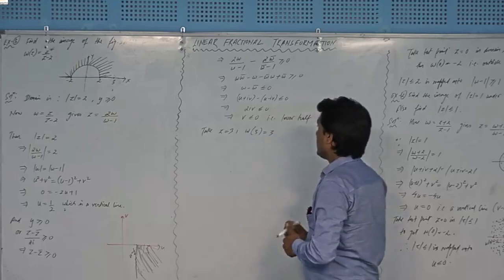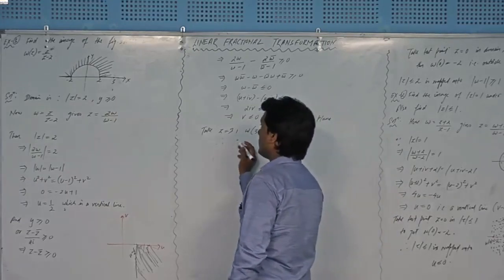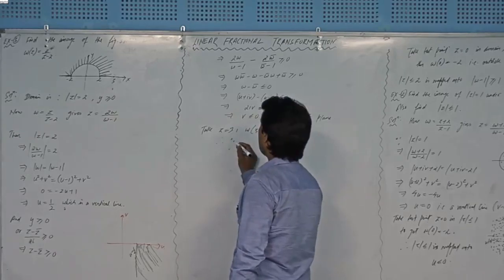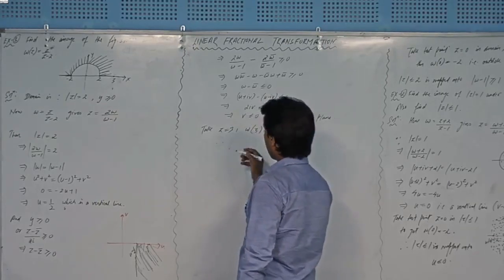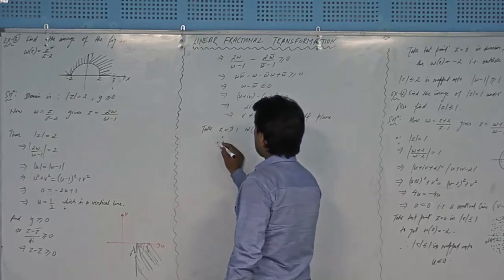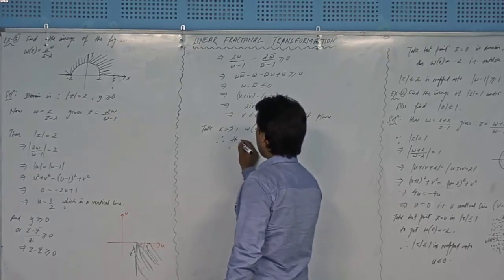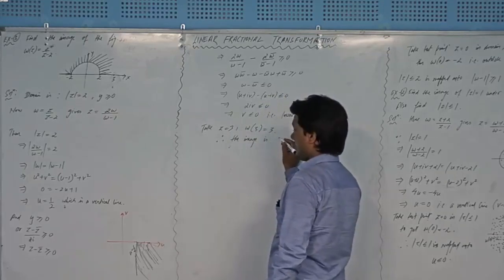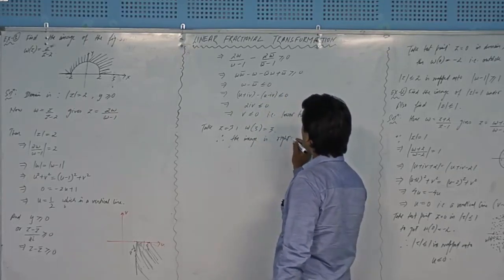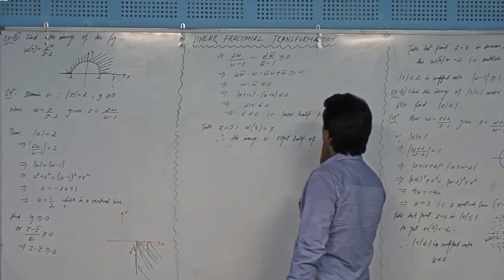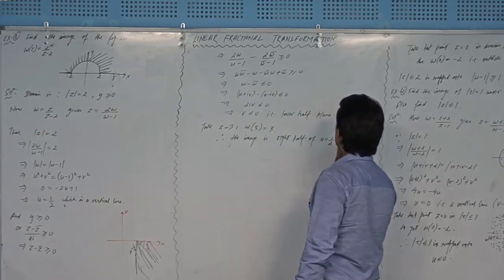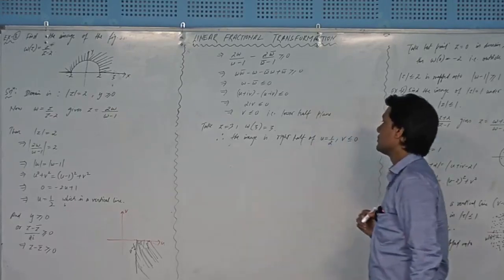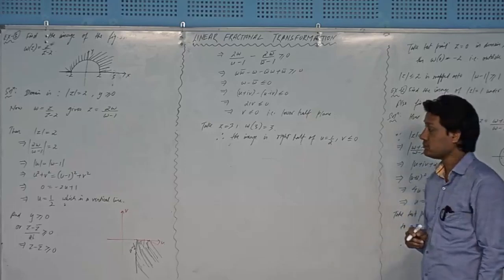Okay. Therefore, I should write it as: therefore the image is the right half of u equal to 1 by 2 and v is less than or equal to 0, right? So this is the complete answer.